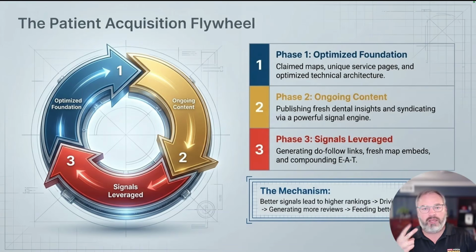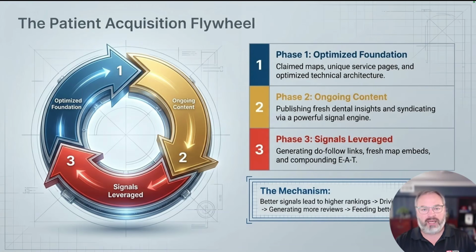Number 2, you want to get into creating ongoing content of value that, again, sends the right signals to Google, sends the right signals to the AI search platforms. You want to publish fresh dental insights. You want to syndicate that content, and it sends a powerful signal to these different search engines, but it also gives you content to share through newsletters, through social channels, through your Google business profile, etc.